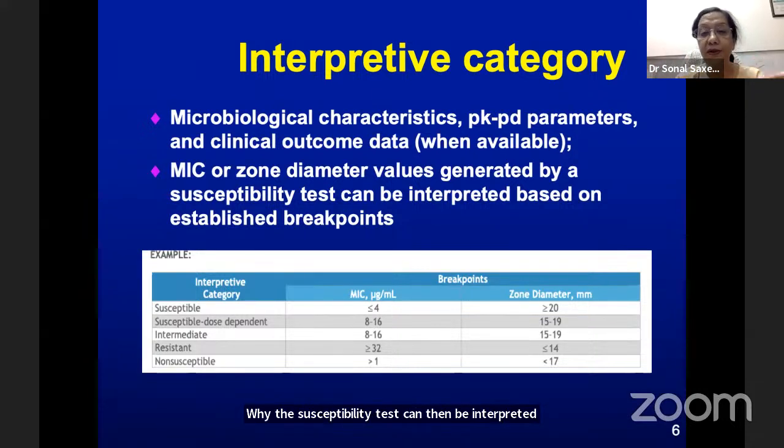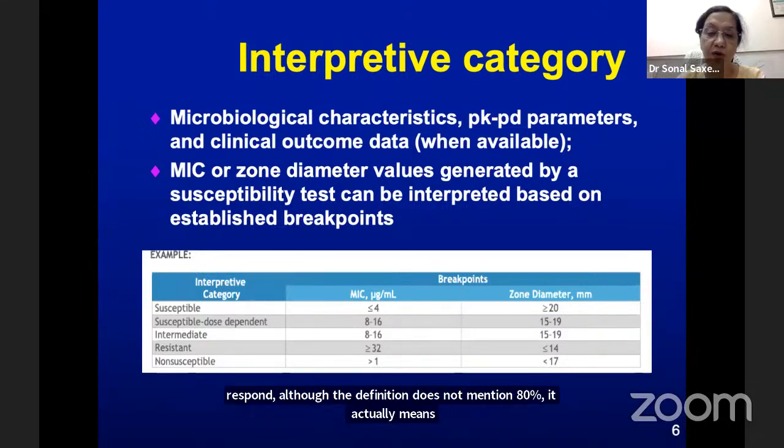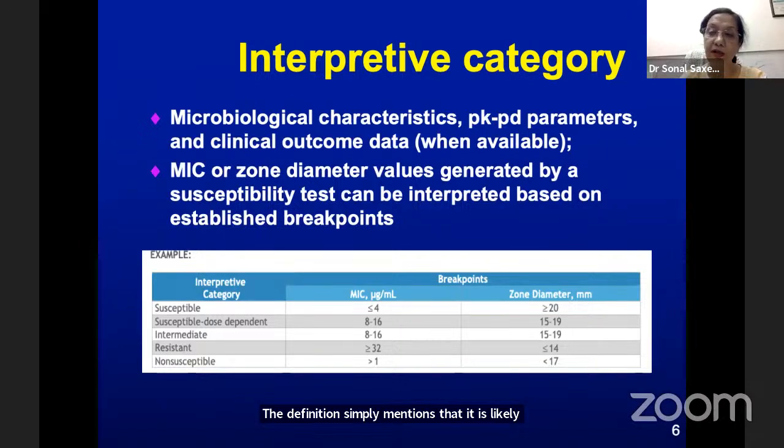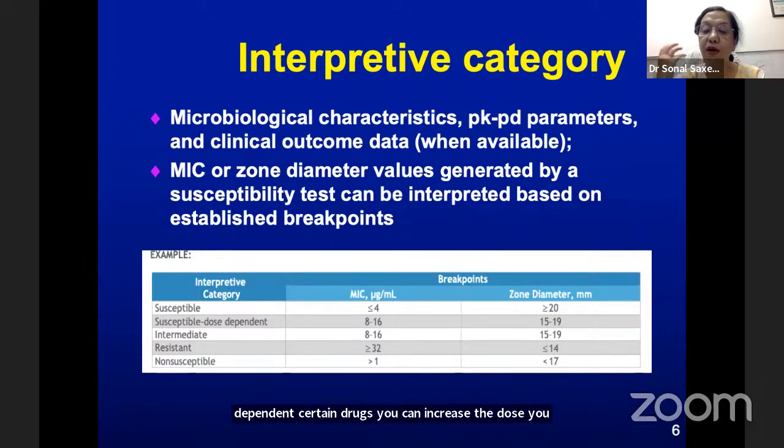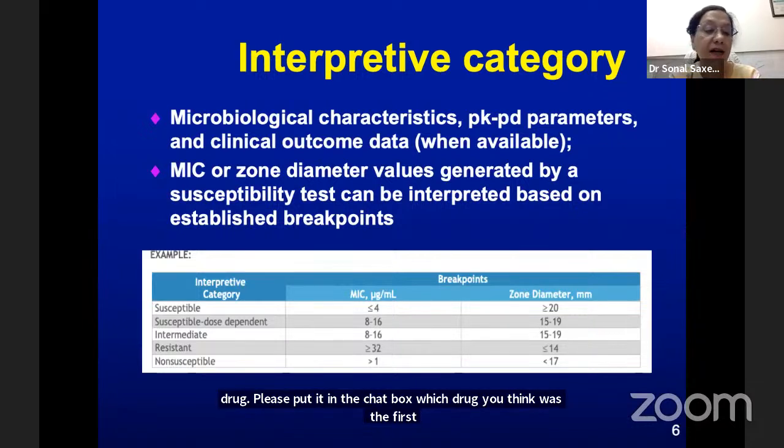So, of course, susceptible is 80% of the time it should respond. Although the definition does not mention 80%, it actually means that. The definition simply mentions that it is likely to respond to this treatment at this particular concentration. Similarly, susceptibility which is dose dependent. Certain drugs you can increase the dose. You can go from twice a day to thrice a day, as you have seen with which drug? Please put it in the chat box. Which drug you think was the first to be given by CLSI in the SDD category?